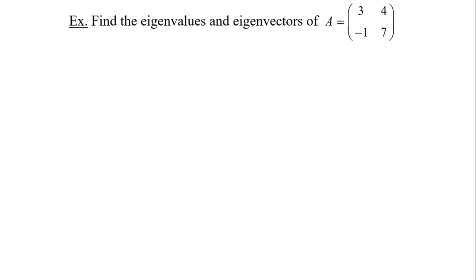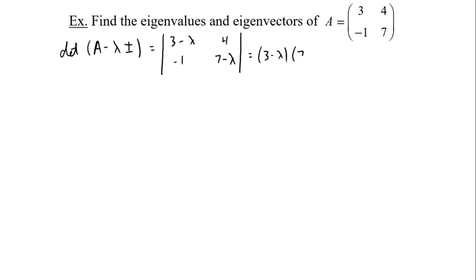Okay, let's find the eigenvalues and eigenvectors for this matrix. So let's see here. So again, we start off by finding the determinant of A minus lambda I. So I'm going to subtract lambda from the main diagonal. Find the determinant. So we get 3 minus lambda times 7 minus lambda minus negative 4. So I get lambda squared minus 10 lambda plus 21 plus another 4 gives me plus 25. Factor.